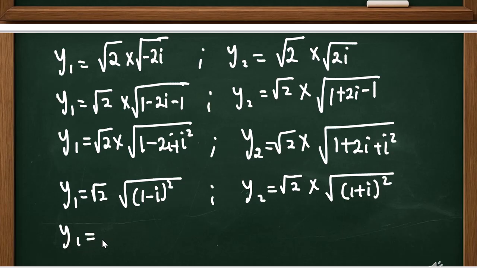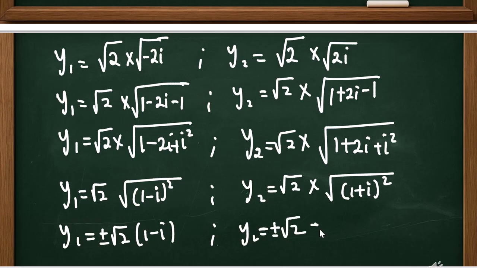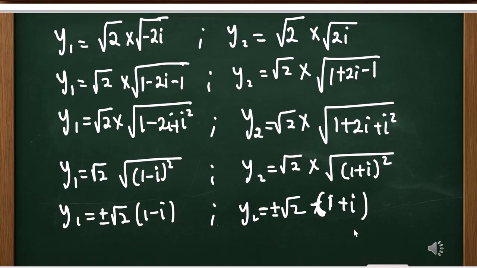So y1 is going to be, from here, plus or minus the square root of 2 times 1 minus i. And my y2 is going to be plus or minus the square root of 2 times, or you can say in parentheses, 1 plus i. So these are the values for y.